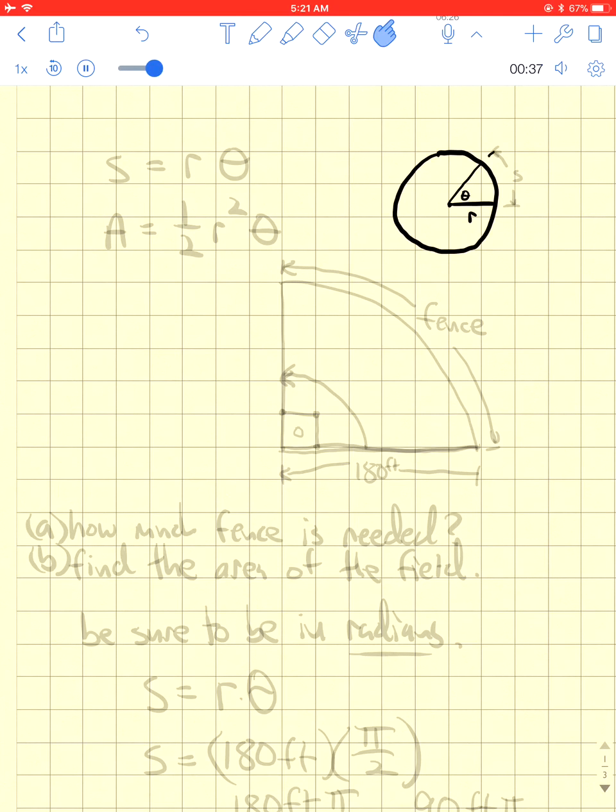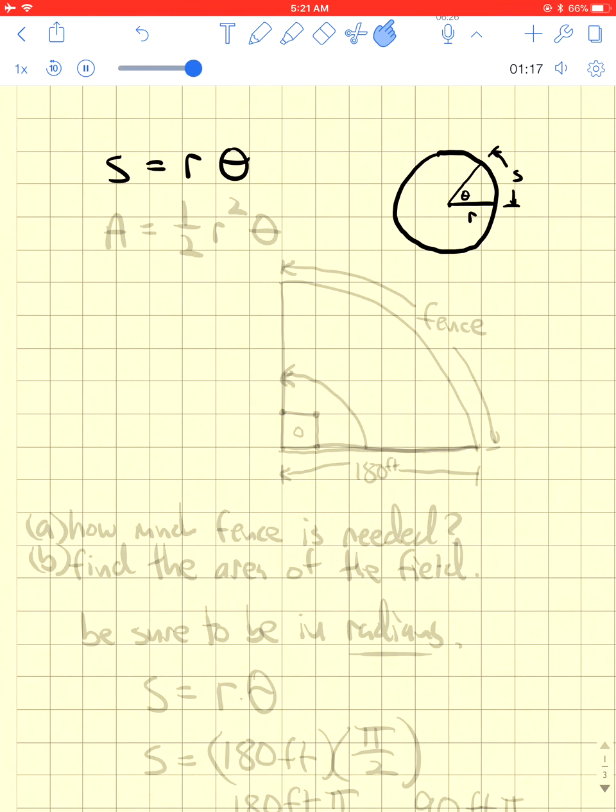Well, there's an equation that will tell us the distance around the circle that's inscribed, the part of the circle inscribed by the initial side and the terminal side, the angle theta. And that equation is simply S equals R times theta. So we can get a section of the circle's length by multiplying the radius times the angle theta.